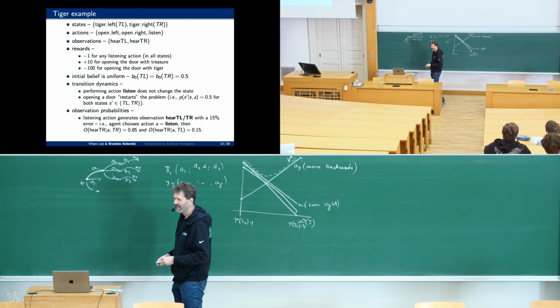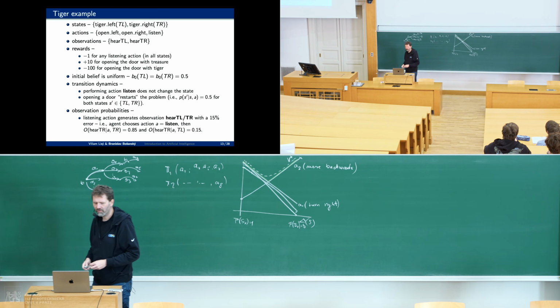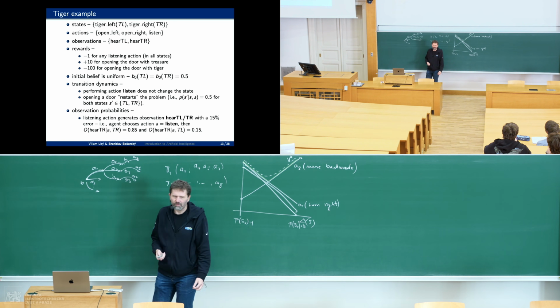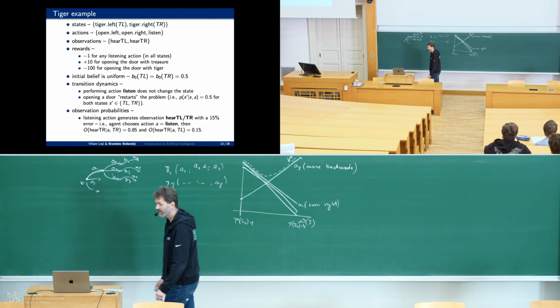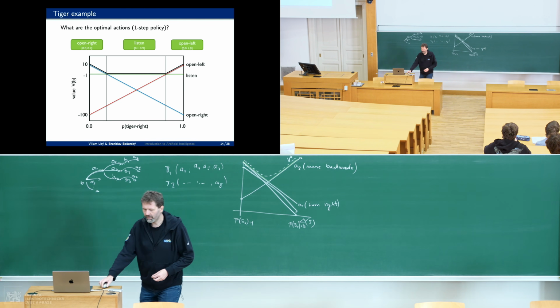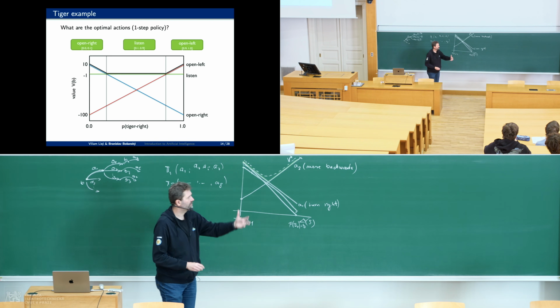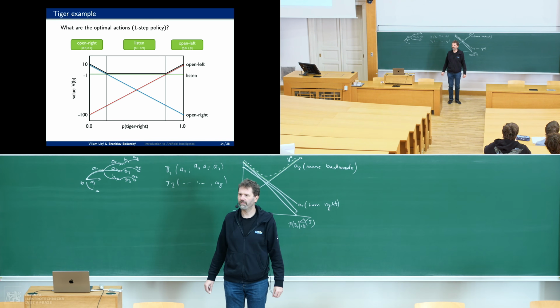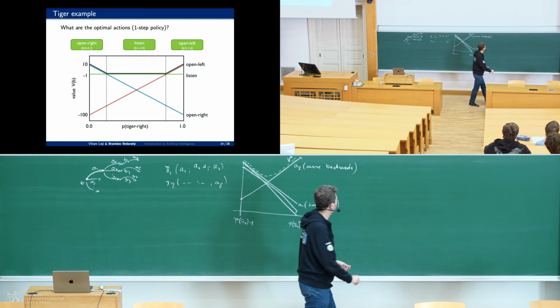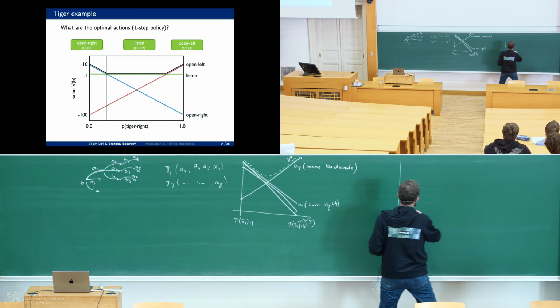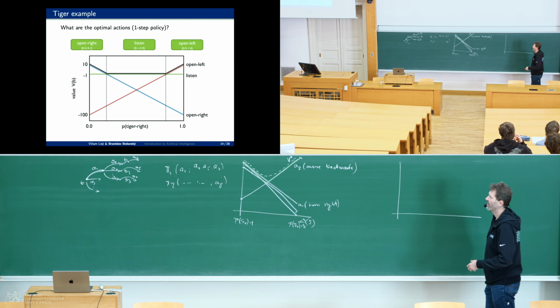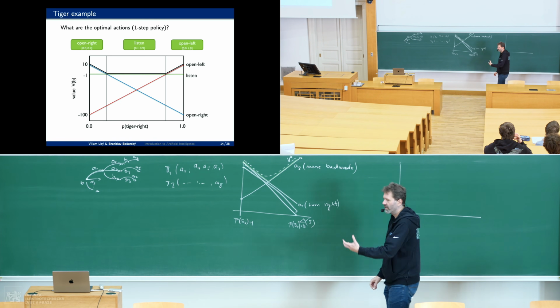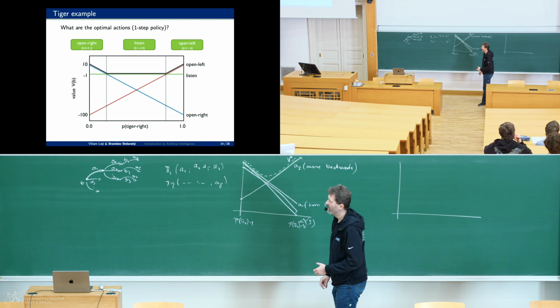Of course, you would expect that we want to open the door with the treasure. We don't want to open the door with the tiger. So most likely, we will start by listening, and trying to guess and estimate where the tiger is. So how can we do that? Basically, we can write down and draw and prepare our alpha vectors, right? And this is what we can really do. We can start with constructing our alpha vectors for one-step policies, which is basically like constructing the alpha vectors for every action, right?